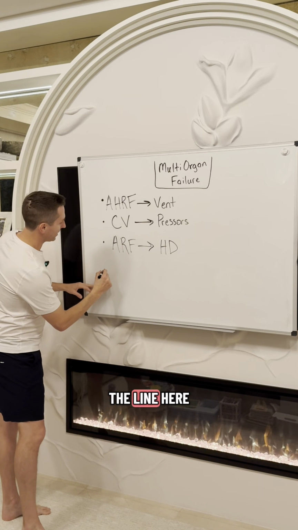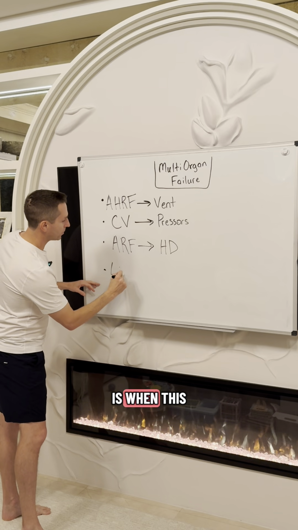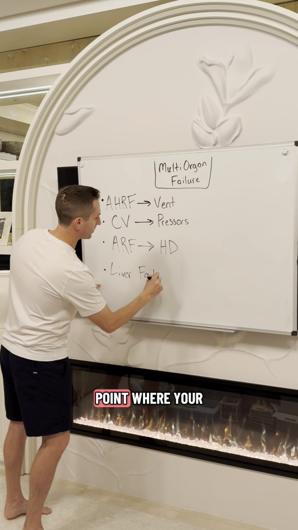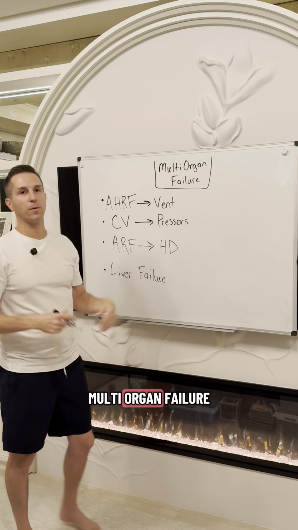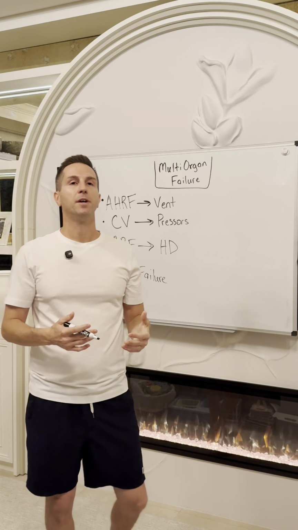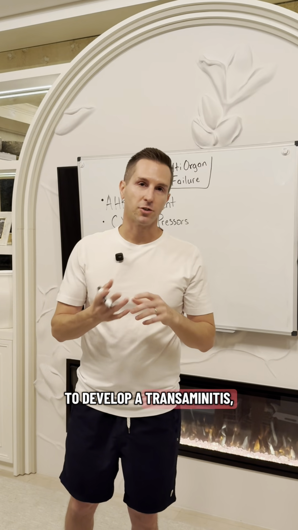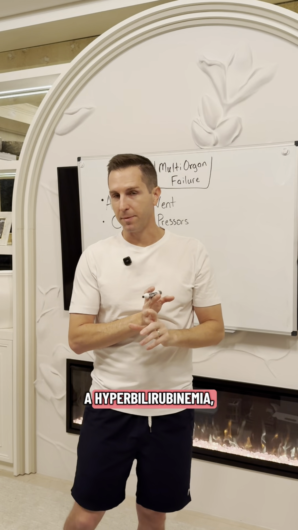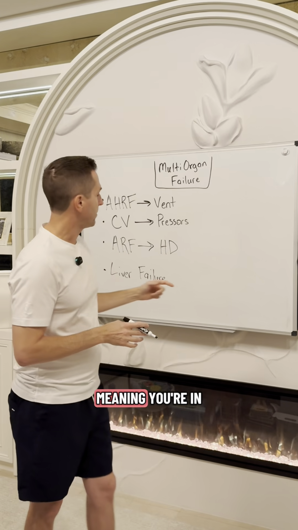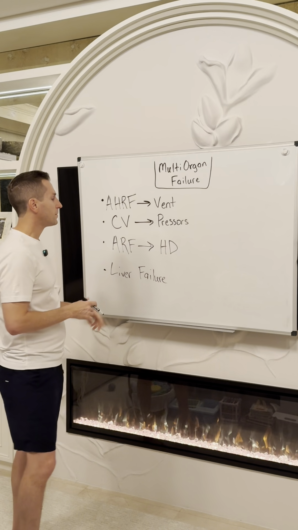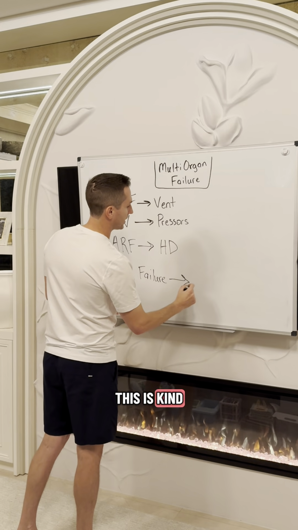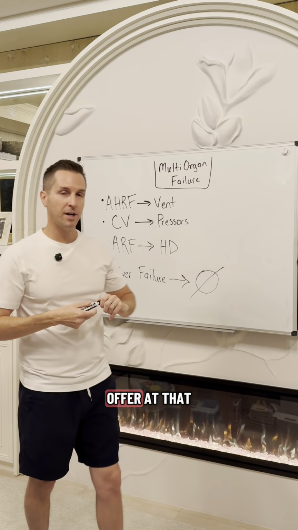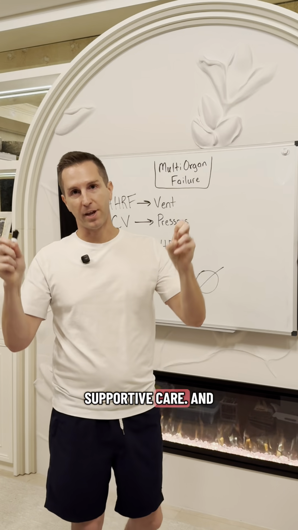And then the end of the line here is when this guy gives out. So if you get to the point where your multi-organ failure is so severe that you start to develop a transaminitis, your AST or ALT go up, and a hyperbilirubinemia, your bilirubin starts to go up, meaning you're in hepatic failure. This is kind of the point of no return. So there's not much we can offer at that point besides, quote, supportive care.